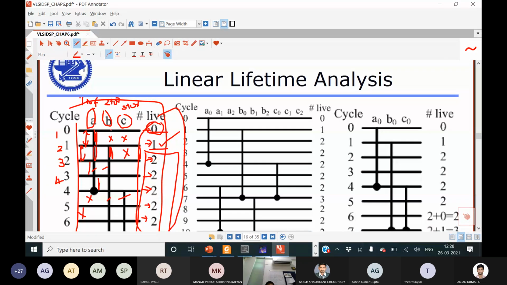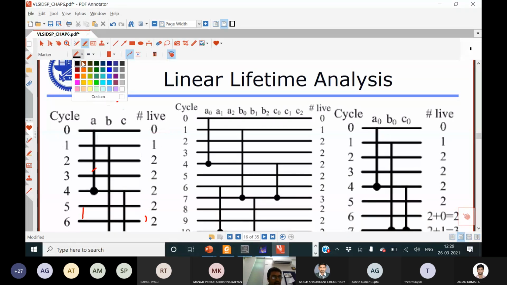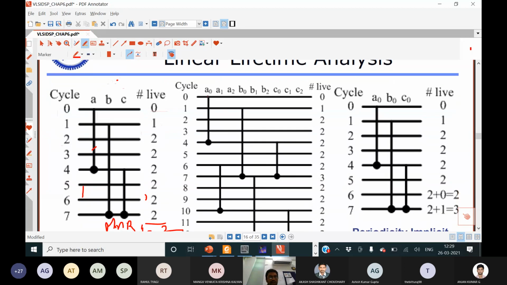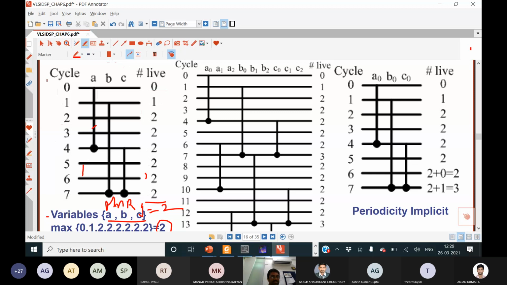Now I know the A, B, C life. Let me just rub it again so that I know this A, B, C life. Now this A, B, C life is known to me. From this I will think about how I can draw this lifetime analysis graph. Now this we have seen for A, B, C. This is actually an iterative process. Whatever graph we have shown is for a single iteration.